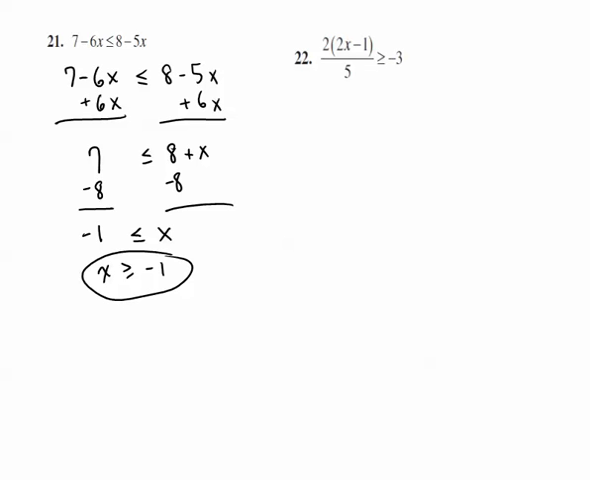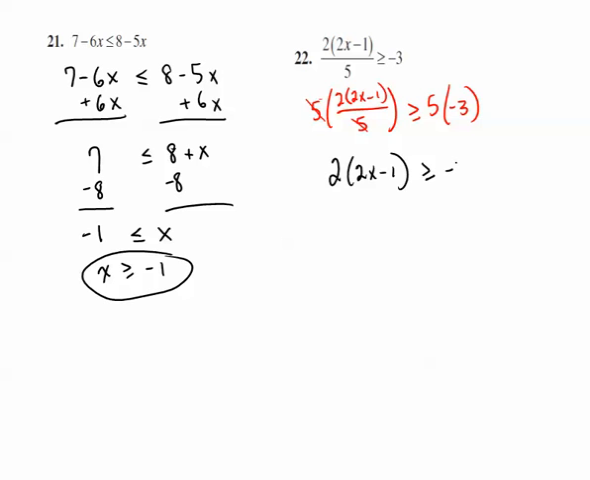For problem 22, we do have a denominator, we have a fraction, so we're going to multiply both sides by the common denominator. And so inside parentheses, 2x minus 1, 2 times 2x minus 1 over 5, greater than or equal to 5 times negative 3. And why we do this is so that those 5's will cancel each other out, and we end up with just 2 times 2x minus 1 greater than or equal to negative 15.